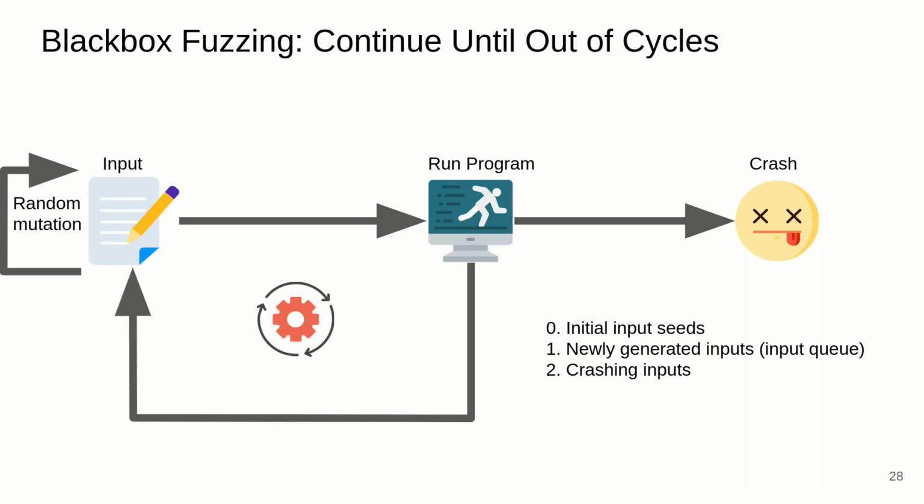Then for black box fuzzing, you continue fuzzing until you run out of cycles. There's initial input seeds, newly generated inputs in the input queue, and then all the crashing inputs. And you simply go on until you think you've sufficiently explored the nearby coverage.